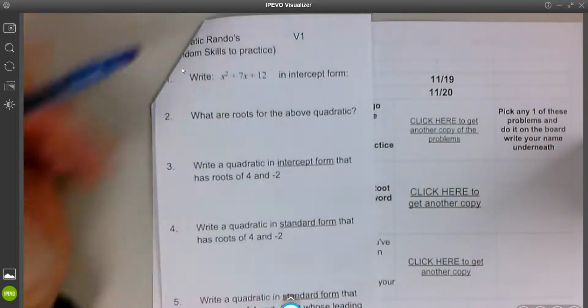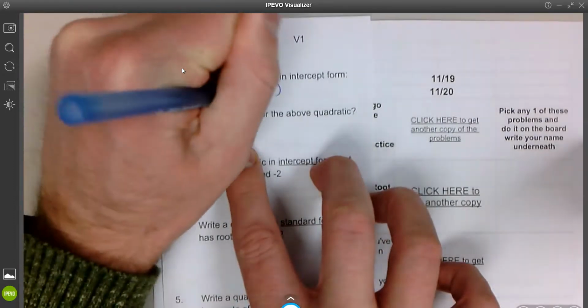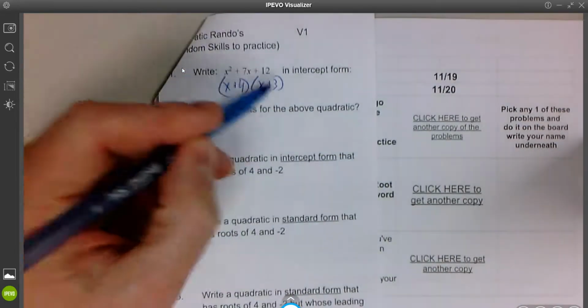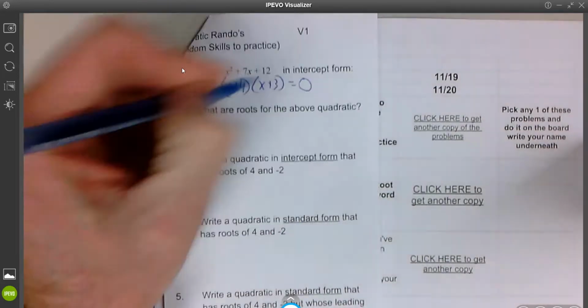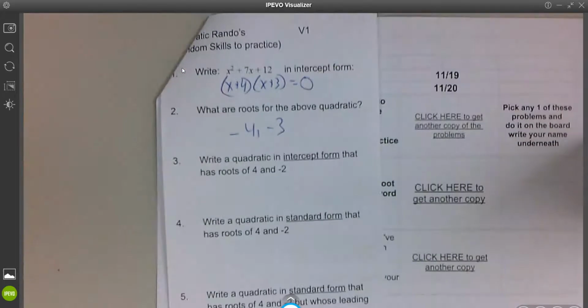Intercept form. That's factoring. Okay, I could do the Holy Grail. That would be x plus 4 and x plus 3. That is intercept form. Good. Next, I want to find the roots for that. Well, the roots for that would be setting it equal to 0 and then solving it. Negative 4, negative 3. Awesome.